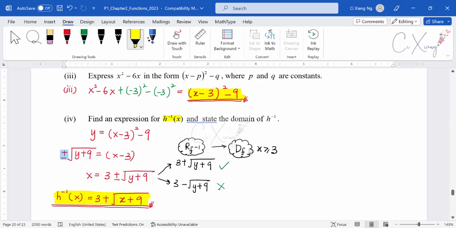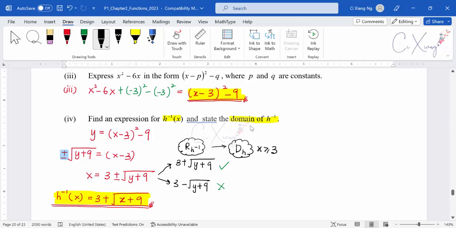All right, so this is the guideline for how we select the correct inverse function when we have a quadratic expression. After we are done with the inverse function part, they want us to state the domain of h inverse. Oh, sorry again, this one now, I shouldn't write f inverse, right? I should write h.